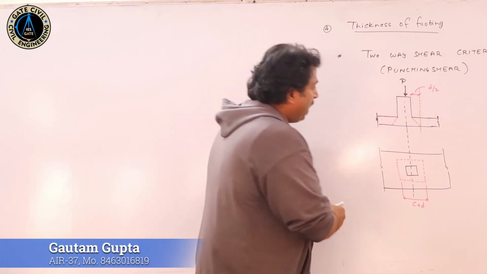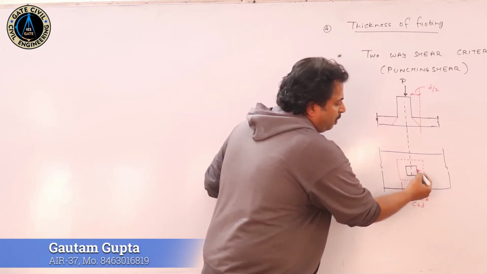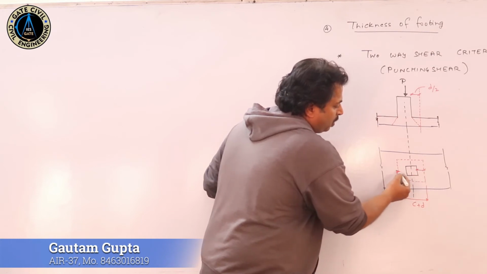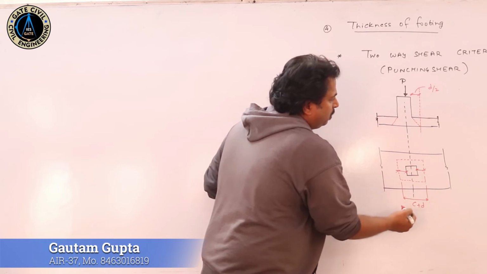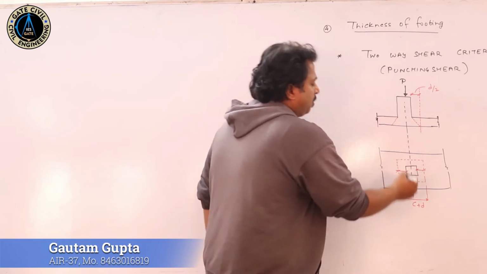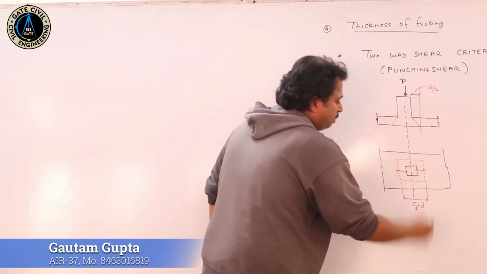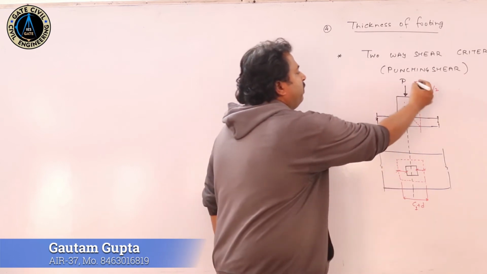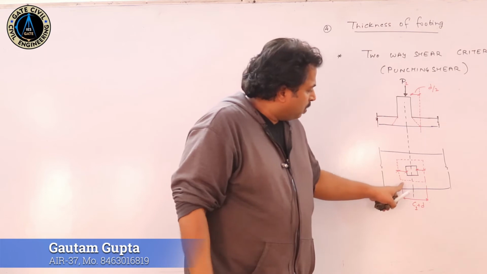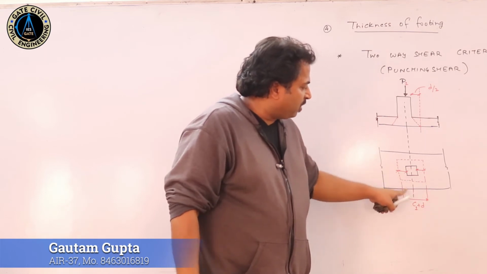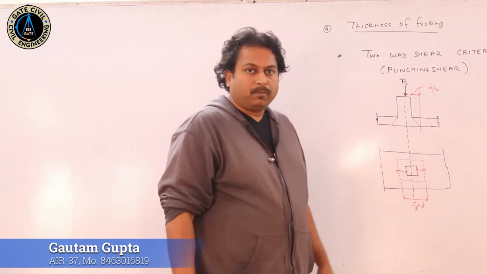As this distance is d by 2, this distance is also d by 2, and the column dimension, suppose it is C1, the load if it is P1. So the total critical section width becomes C1 plus d.